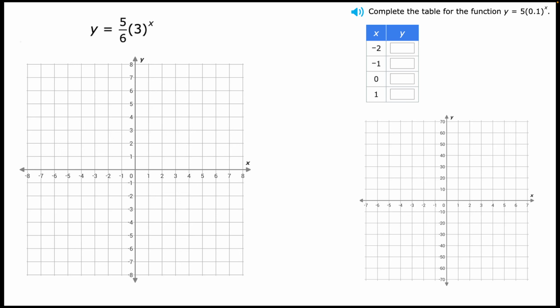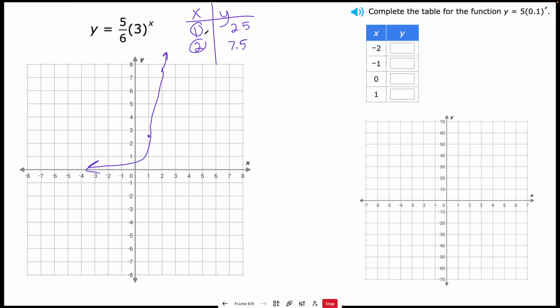Okay, now that you've had time to work these problems, let's check your solutions. For the first problem here is the graph, I chose to use 1 and 2 for the x. Again, you can use any numbers that you want, but 1 and 2 give you some sort of easy values to work with. They gave me 2.5 and 7.5. Those are easy to graph. And for the second problem, here is the table completed and the graph.